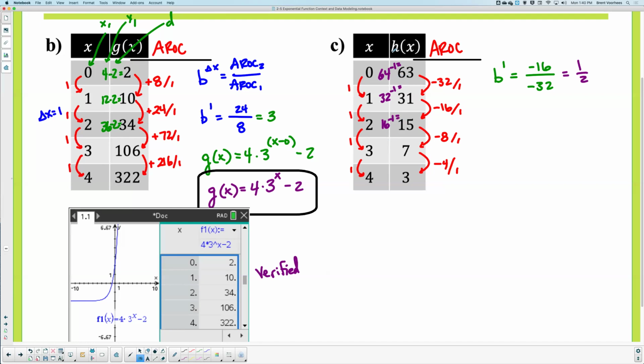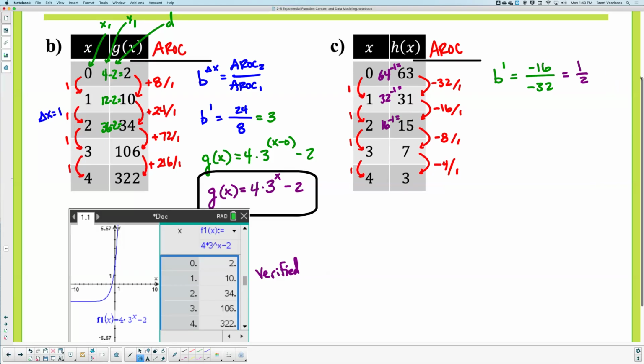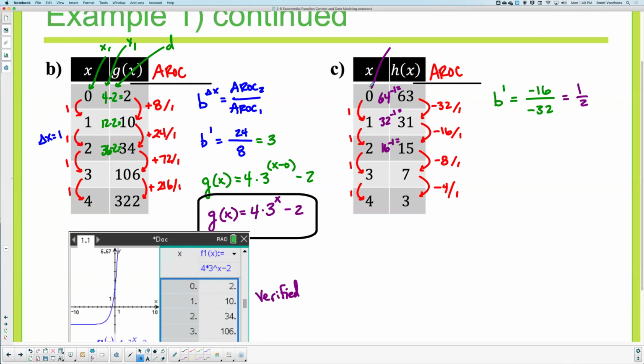Does that make sense? So what does 0 represent? That's your x1. What does the 64 represent? What y1 needs to be. And the negative 1, that is our d value. So this equation they call h of x. I'll say h of x equals 64 times the base. If your base is a fraction, let's do it as inside the parentheses. 64 times the base 1/2 raised to the power of.